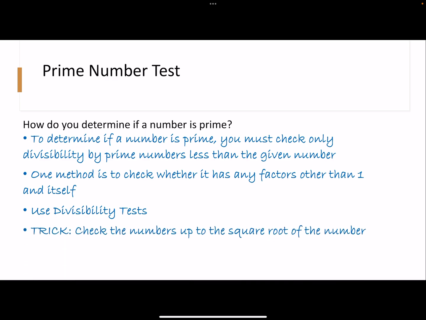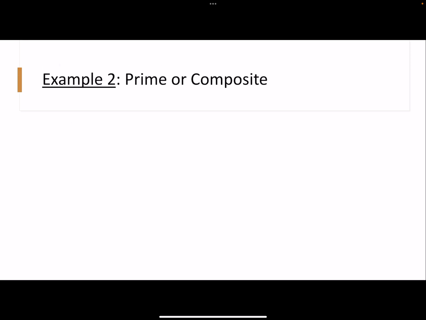There is a trick to determine if a number is prime. One of the tricks is to take the square root of a number, and then you're going to check all of the numbers up to that square root. And we'll see this in just a minute. You only have to check the numbers up to the square root of that number. And if you find one that it's divisible by, often again using those divisibility tests, then you know if a number is prime or composite. So let's look at some examples.